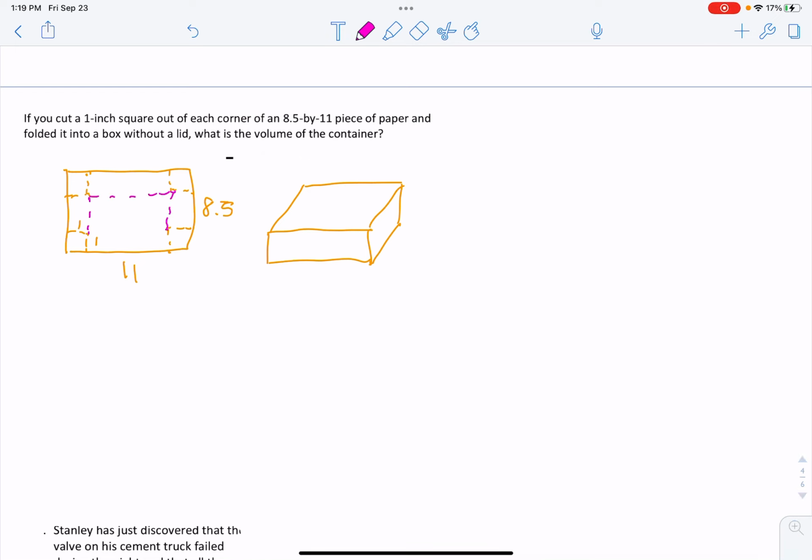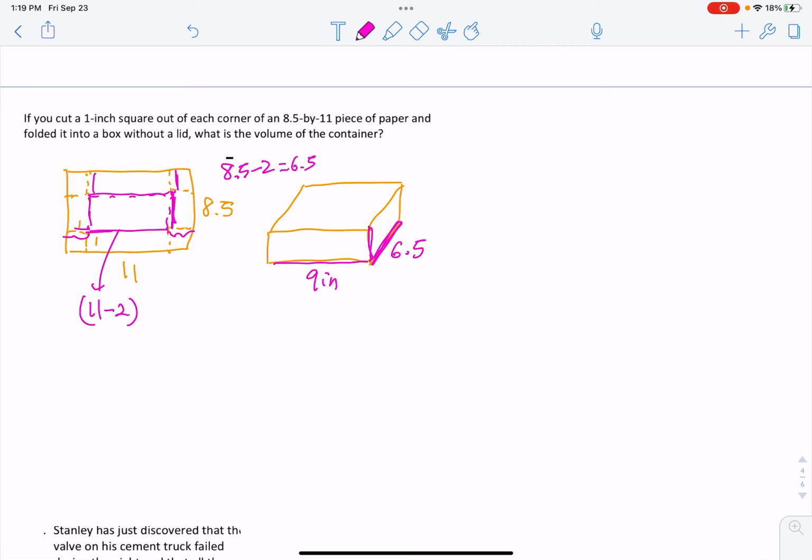Because of this portion here, this one will be a new base. The base of this one will be 11 minus 2 inches because on each side corner you took out 1 inch, and originally it was 11, so 11 minus 2 will be 9 inches. And then that part right here will be 8.5. You took out 2 inches from each corner, so it will be 6.5. So it will be 6.5 inches here, and then the height becomes a new height.